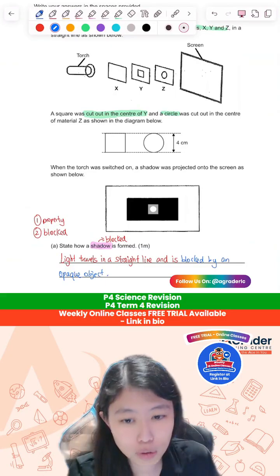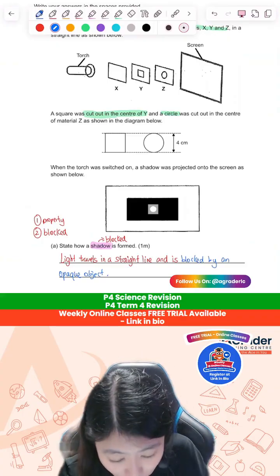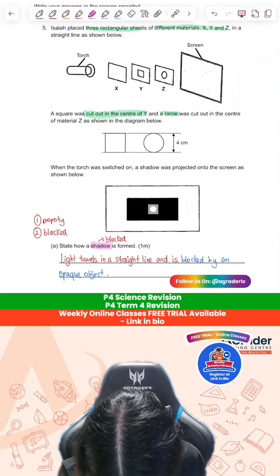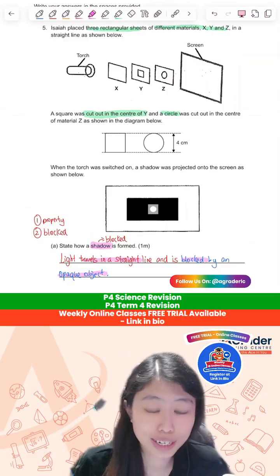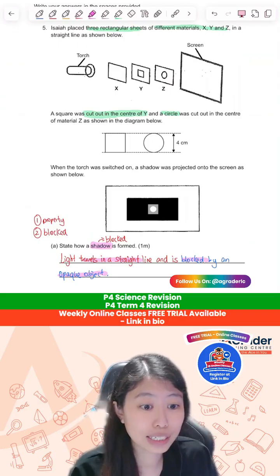If you want to write both, also can. Blocked by an opaque or translucent object is fine as well, but you must mention opaque. Okay? Travels in a straight line, blocked by opaque object, or you can say blocked by an object that does not allow light to pass through. Translucent, the shadow will be lighter.